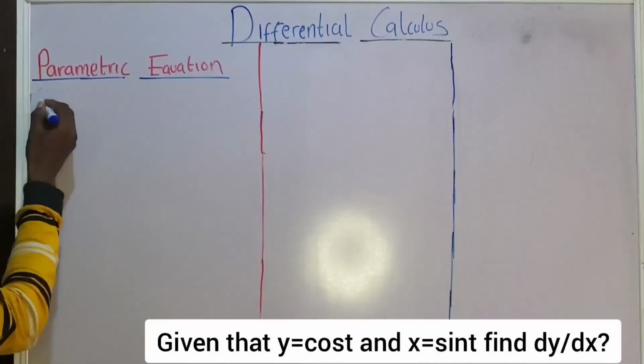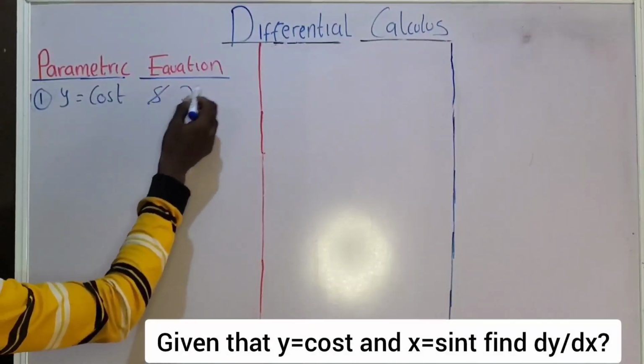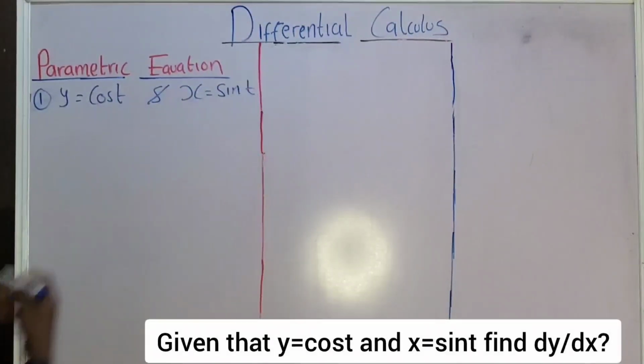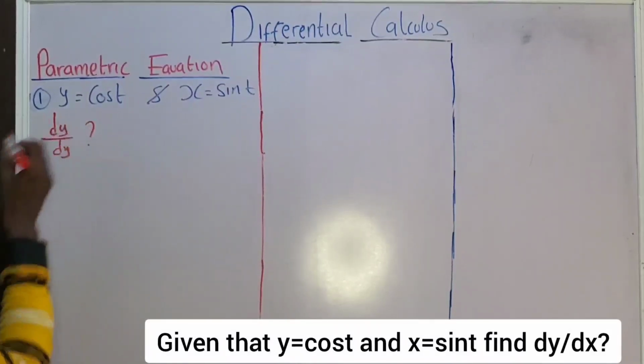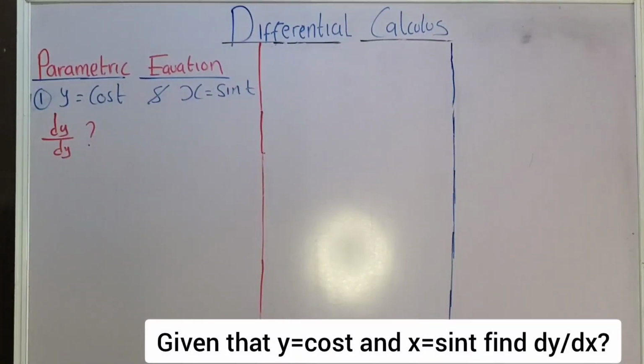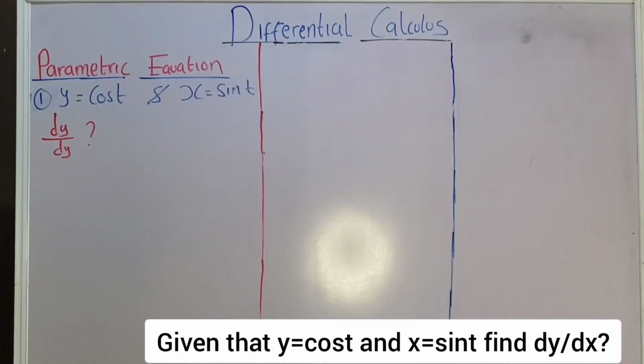The first question: y equals cos t and x equals sin t, and we are asked to find dy/dx. Now, how do we solve for dy/dx? In our previous class, I told you that if you are asked to differentiate a parametric equation, you differentiate the two equations with respect to the variable that you are given. The variable that is present in both equations, the variable connecting both equations, is t. So we are differentiating y and x with respect to t.